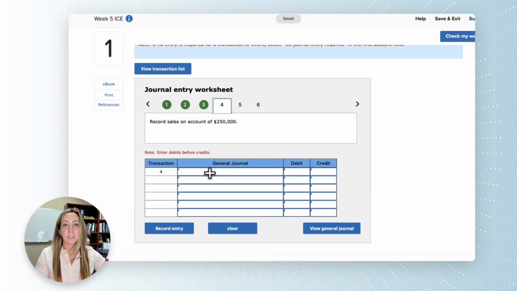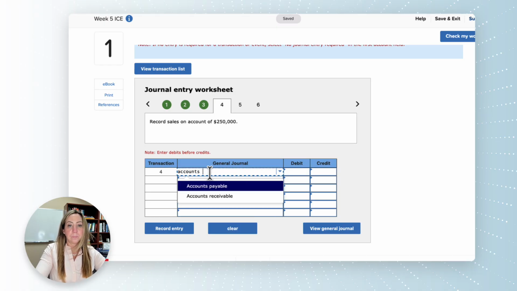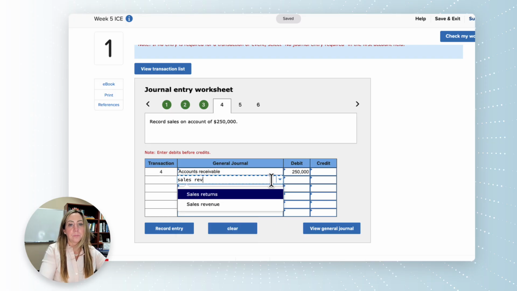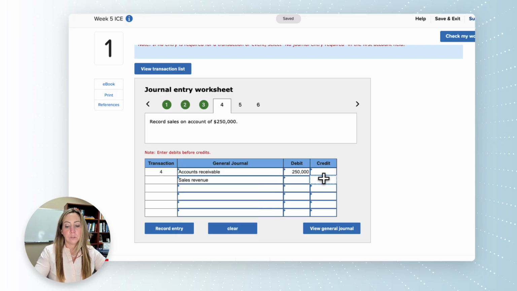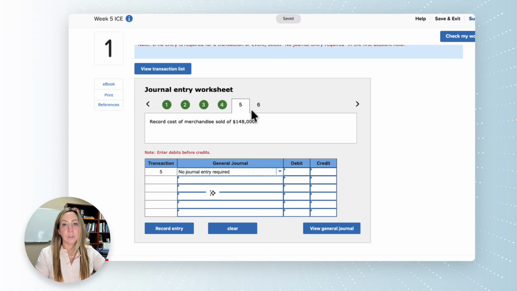The next transaction is to record the sales, and this is the same under both methods. We debit accounts receivable for $250,000 and credit sales revenue for $250,000. But we don't record costs the same. There's no journal entry recorded at this step because we have not counted our inventory yet.